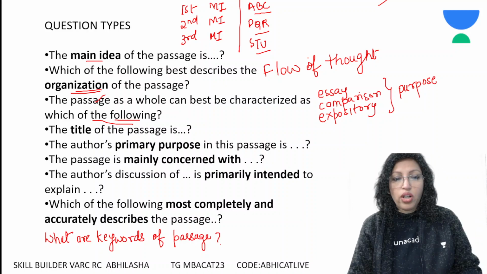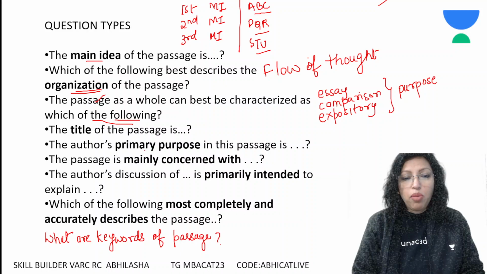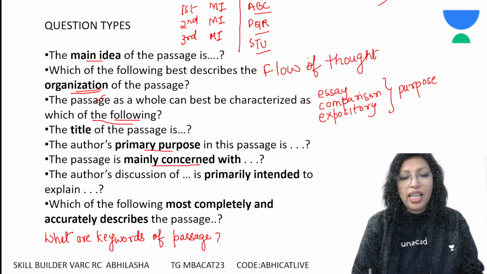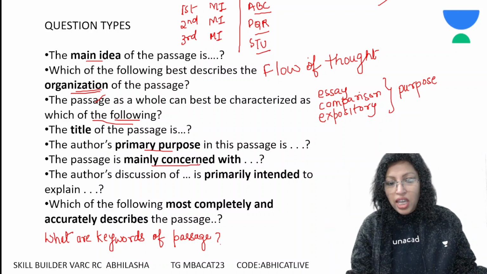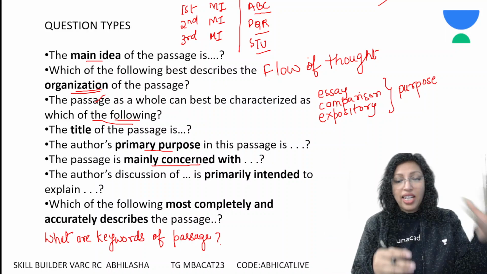Now the title you already understand. So what is the title of the passage? Again, what is the primary purpose? Why has he written it? What is it that he wants to convey? So we understand the passage is mainly concerned with conveying something, describing something, discussing something, analyzing something.